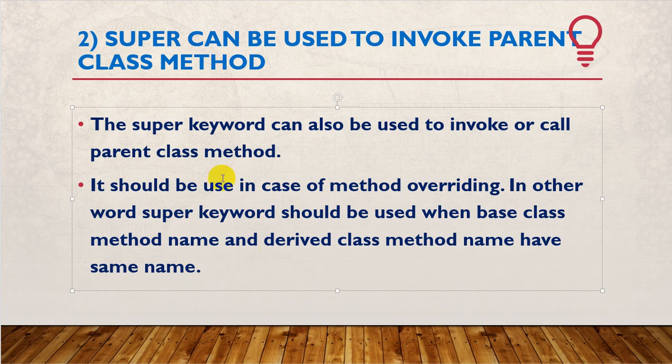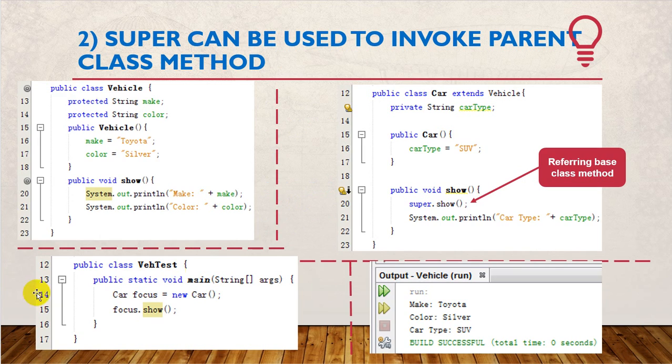So in that case, we can use a super keyword. Let's discuss it with the help of an example. Super can be used to invoke the parent class method. For example, the same class, we have a vehicle and we have a car.